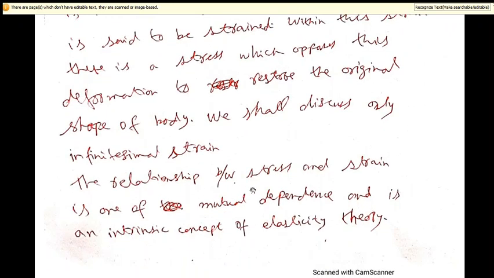The relationship between stress and strain is one of mutual dependence. Stress depends upon strain and strain depends upon stress. If there is strain, then stress must be there, and if there is stress, strain must be there. And it is basically the intrinsic concept of elasticity theory.